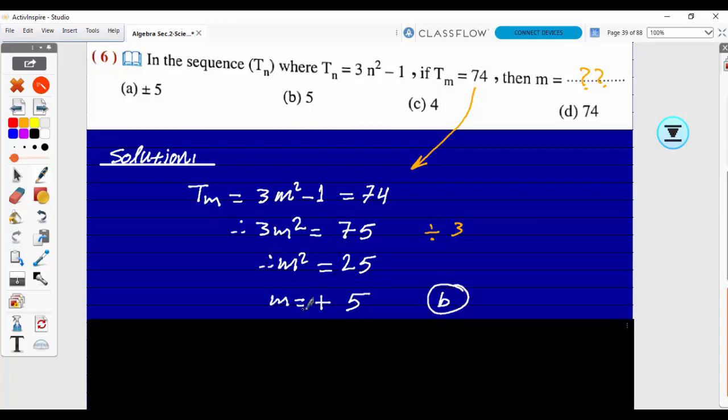Here m, some will say m equals positive or negative 5. But the domain of the sequence is Z positive. It is not negative. So the negative solution is refused. So m equals positive 5, and we'll choose letter B.